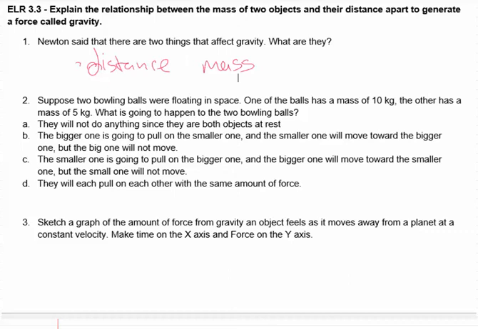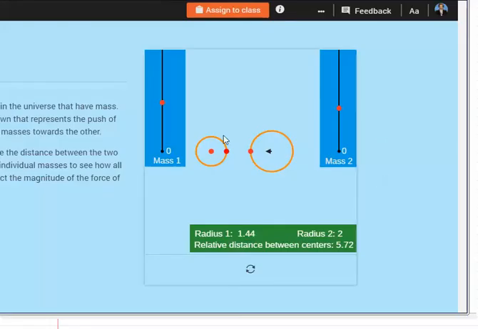So to go to the interactive, it looked like this. In this interactive, what you were able to do was adjust the mass of these two objects, and this little arrow right here in the middle is what's telling us how the force is responding. So in other words, how much gravity is pulling.